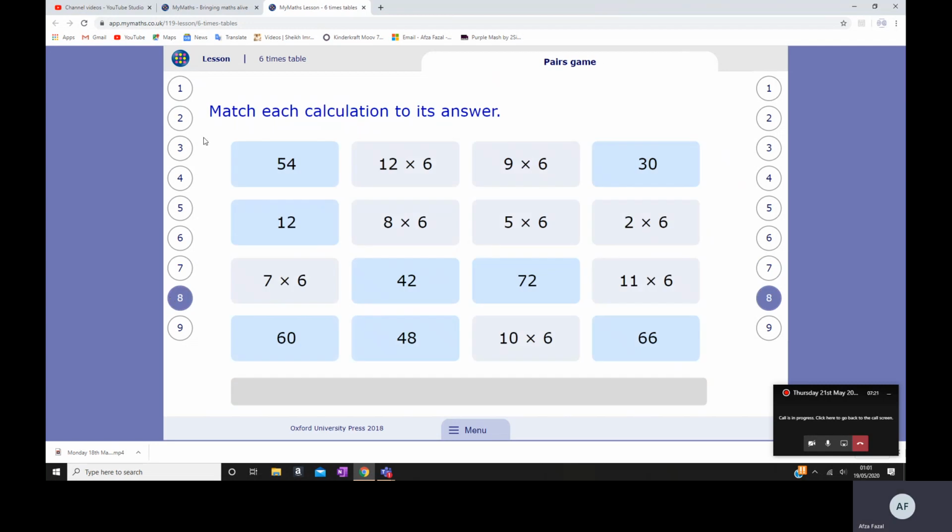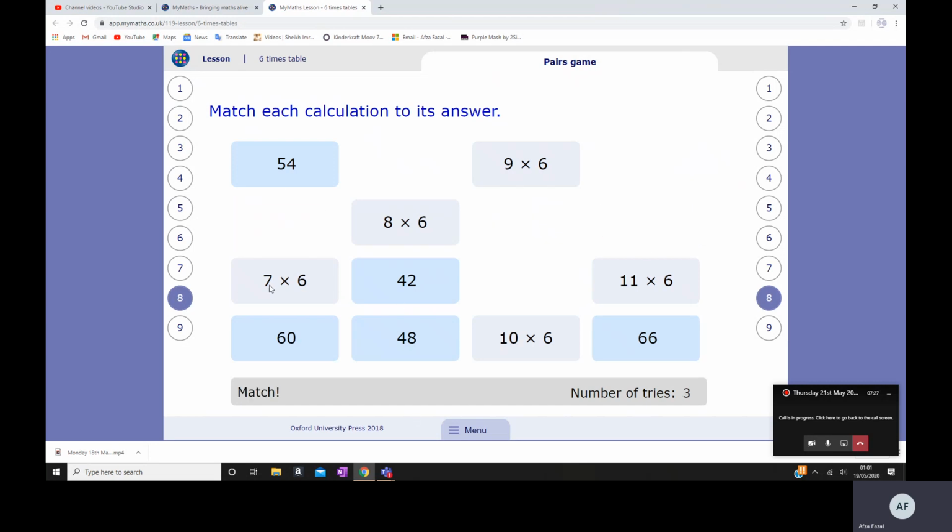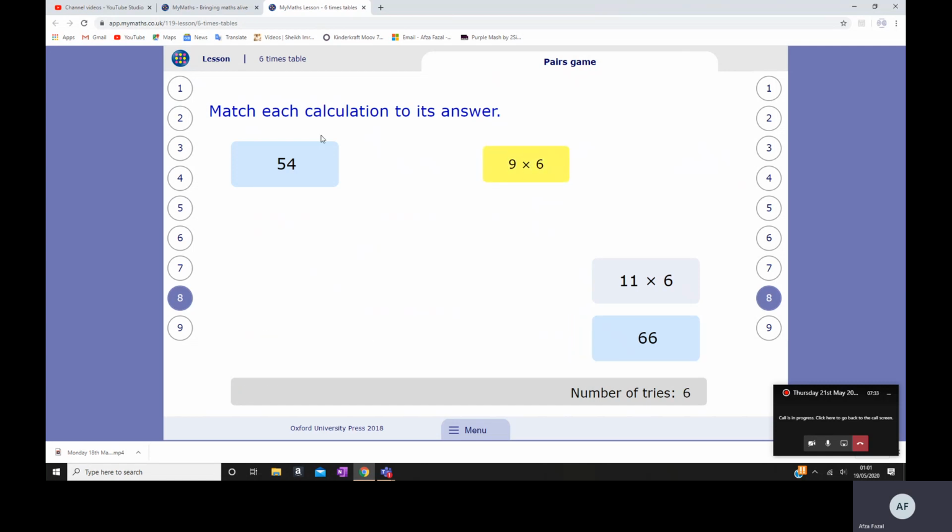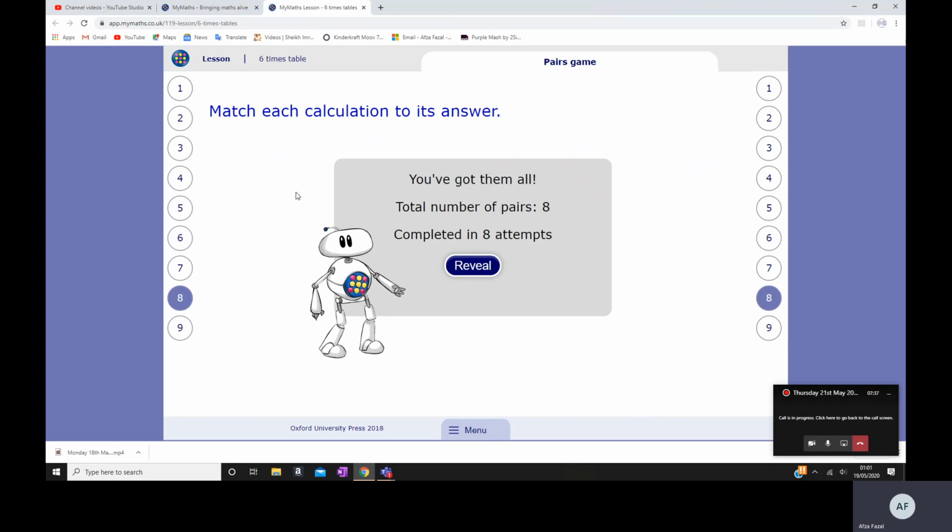Match each calculation to its answer. 12 times 6, 72. 5 times 6, 30. 2 times 6, 12. 7 times 6, 42. 8 times 6, 48. 10 times 6, 60. 9 times 6, 54. 11 times 6, 66. You've got them all and completed in 8 attempts. Total number of pairs, 8. So that means I made no mistakes. I feel like an expert.